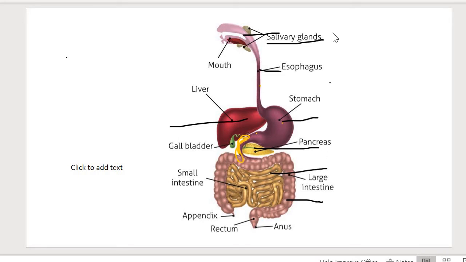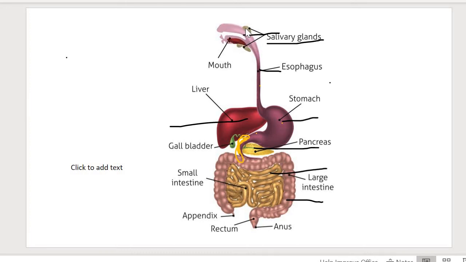We have three kinds of salivary glands: parotid, sublingual, submaxillary. Parotid is present behind the ear, sublingual is present below the tongue, and submaxillary is present near the jawline.